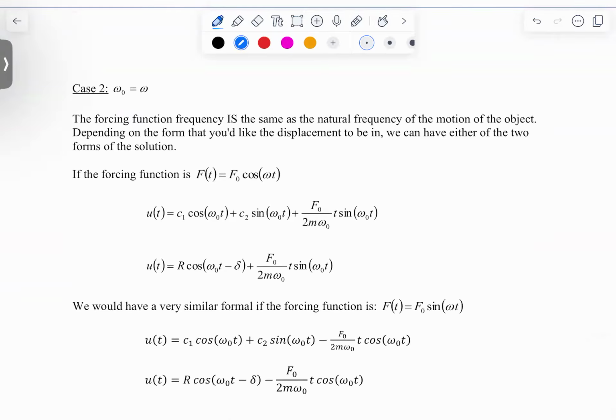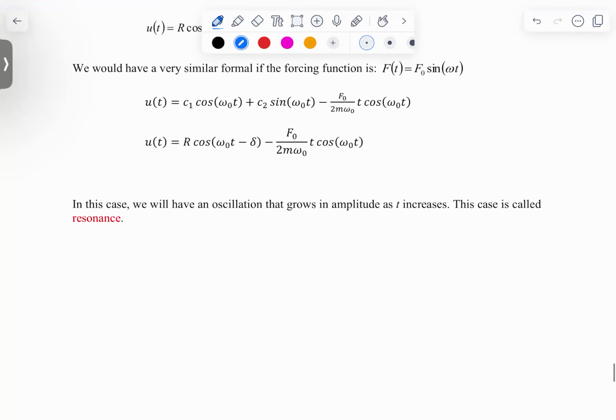When omega 0 equals omega, when the forcing function frequency is the same as the natural frequency of the motion of the object, the equation experiences resonance, an oscillation in which it grows in amplitude over time. And that's the fun thing. Resonance is a term from what field of study? Wave theory, and heavily applied to what? Acoustics. Yes, music, exactly, acoustics. So resonance, this is the really, really interesting case.